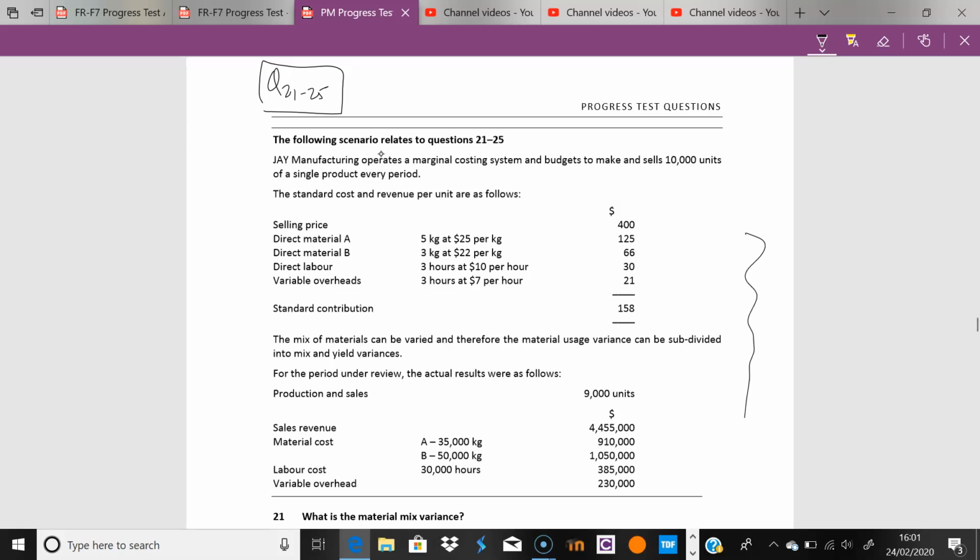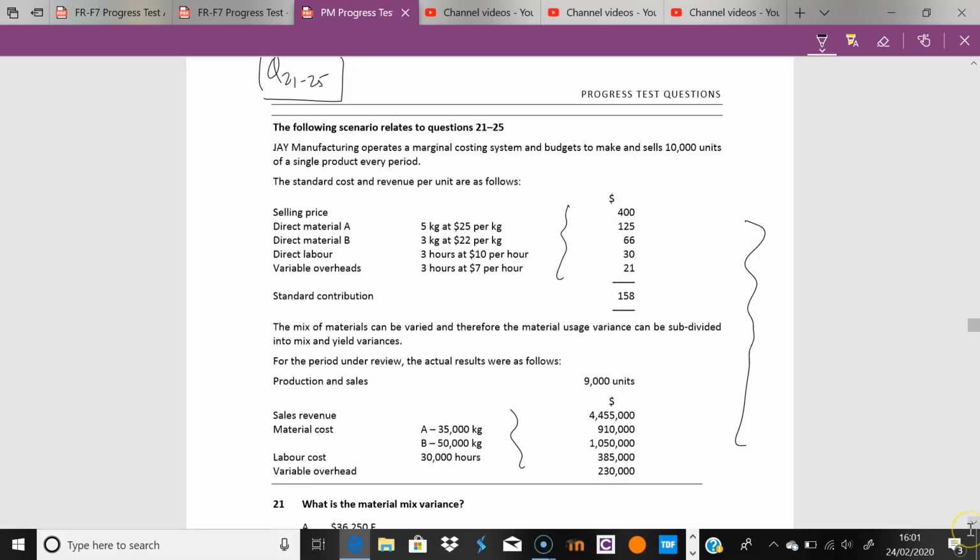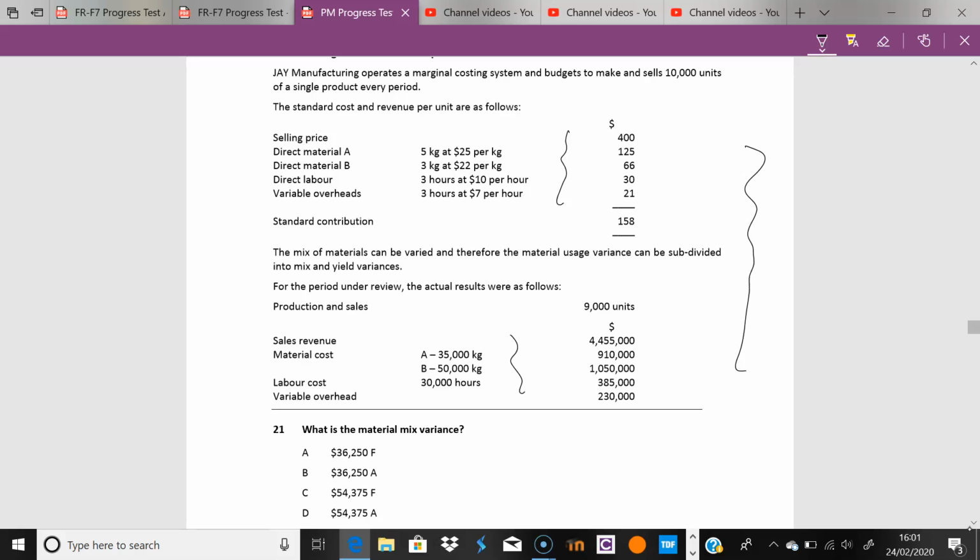So I hope you've read all the information. You have all these standard figures given to you, and you have some other standard figures given to you. So the first question says, what is the material mix variance? I'm just interested in the mix. It's important. So the question here is, you have used 35,000 and 50,000, and a total of 85,000.